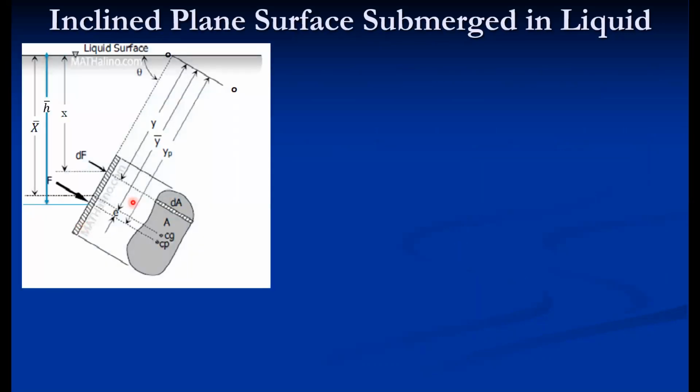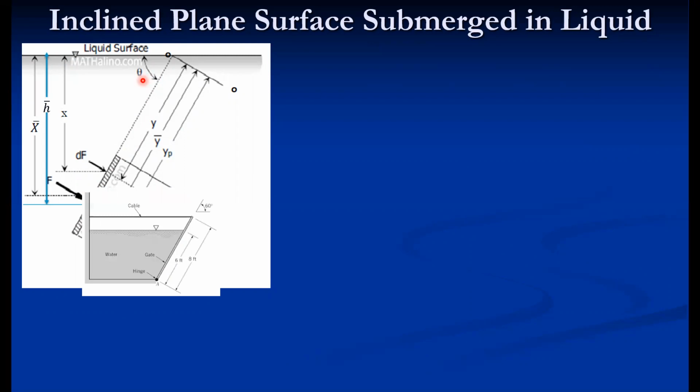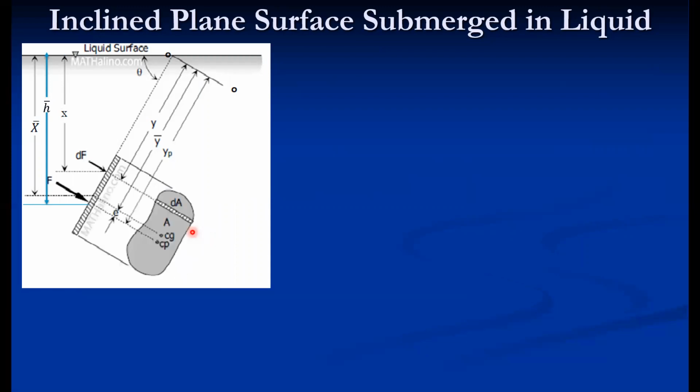So this is an inclined plane surface submerged in a liquid. This is an edge view of the inclined plane surface. This is a front view of the inclined plane surface. So this plane surface is submerged in a liquid in such a way that it makes angle theta with the horizontal. Especially a gate is generally an inclined plane surface. So the force acting on this particular gate is obtained by using this theory. And what is the force required, because there is a hinge, to open or to make that particular gate close? So this is the practical application of this inclined plane surface.